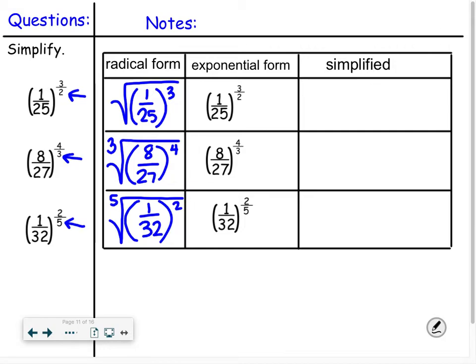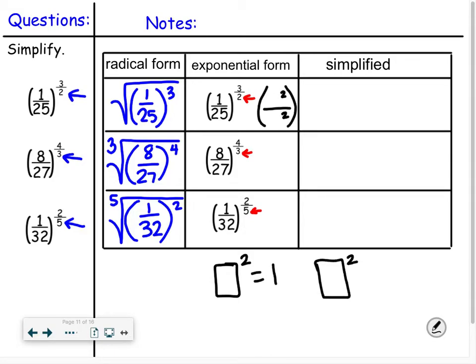So now to simplify, I'm going back to my exponential form. Focus on the denominators. So the first one has a 2. So that means that I need something to the 2nd power for each of the numerator and denominator. So I need something to the 2nd power that equals 1, and I need something to the 2nd power that equals 25. So I think you know both of these. 1 to the 2nd power is 1. 5 to the 2nd power is 25.